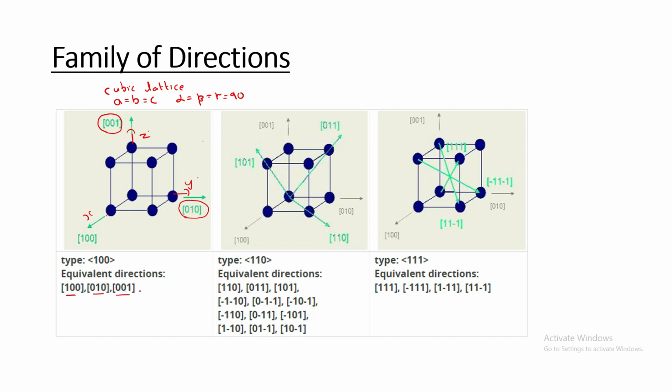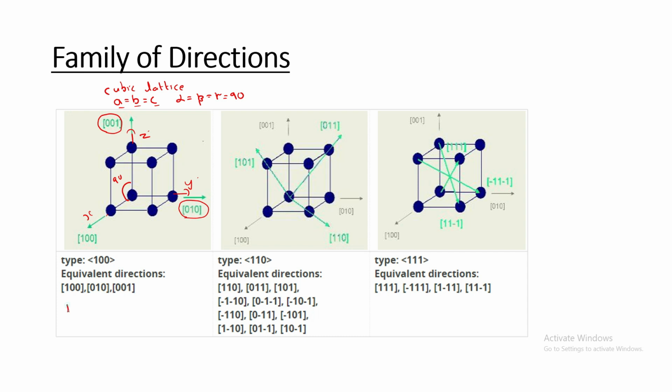They all are equivalent by symmetry because A is equal to B is equal to C. These are symmetrical with respect to X, Y, Z. So even if you rotate it along this axis by 90-degree direction, so that means if you rotate here by 90-degree, Z axis with X axis, there is no change in the crystal system. So that is why we say that these are all equivalent directions.